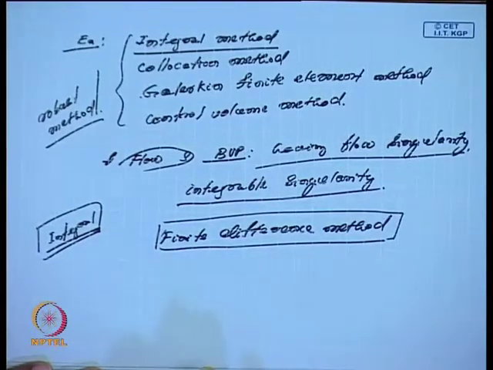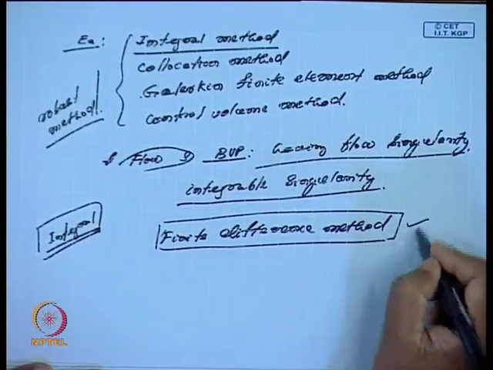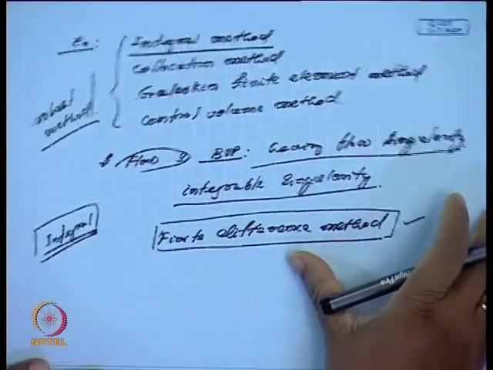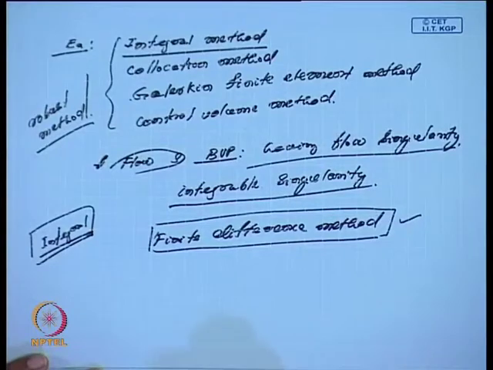So, these are the 3 methods: one is the method of similarity theory, the other is the integral method, and the third one is the finite difference method. With this I will emphasize and give examples to illustrate the role of similarity theory and integral method in solving boundary layer equations.